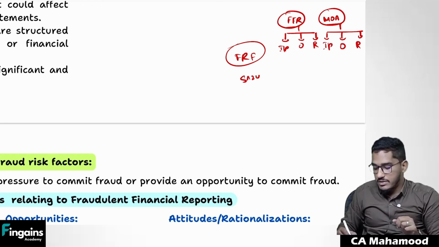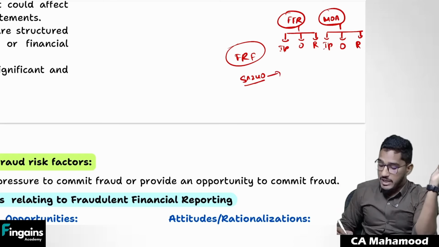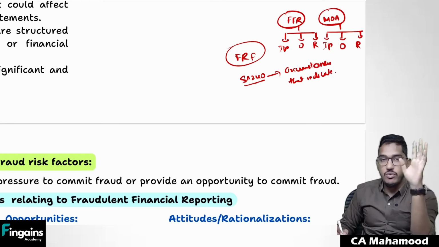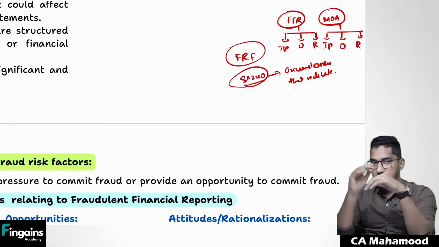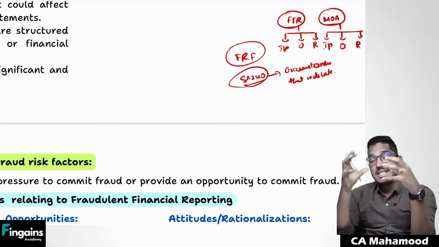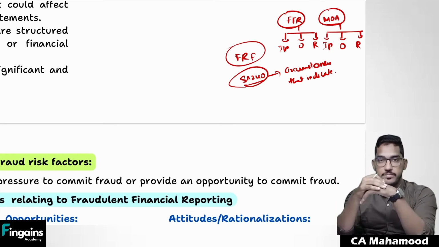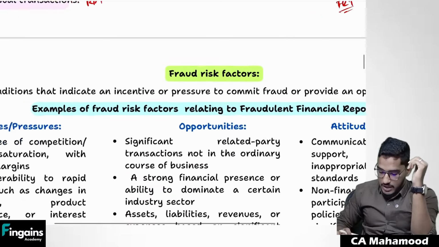Now what SA 240 is telling you: dear auditor, I will help you. The standard is trying to help the auditor by giving a few examples of circumstances that give a hint to the auditor that there could be a fraud in the organization. Dear auditor, I will tell you a few events or circumstances. If you come across these, that will be a hint that there is a possibility of fraud happening. And those events or circumstances, the standard has given a name called fraud risk factors.